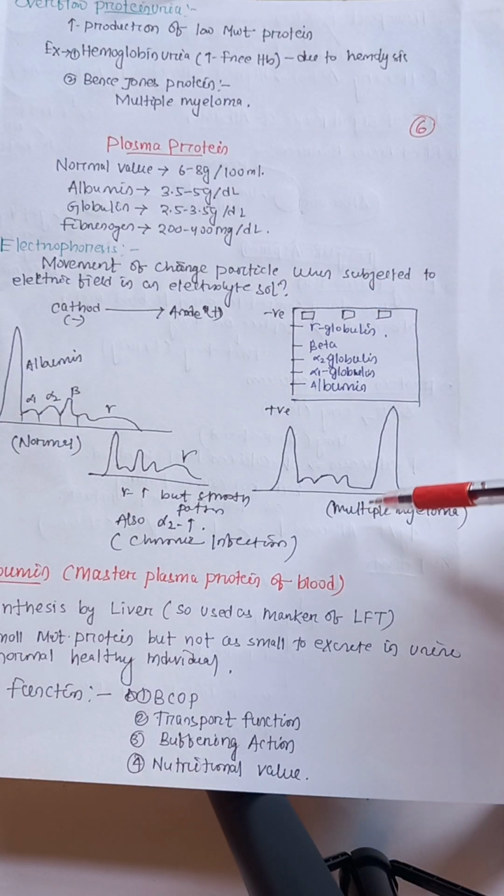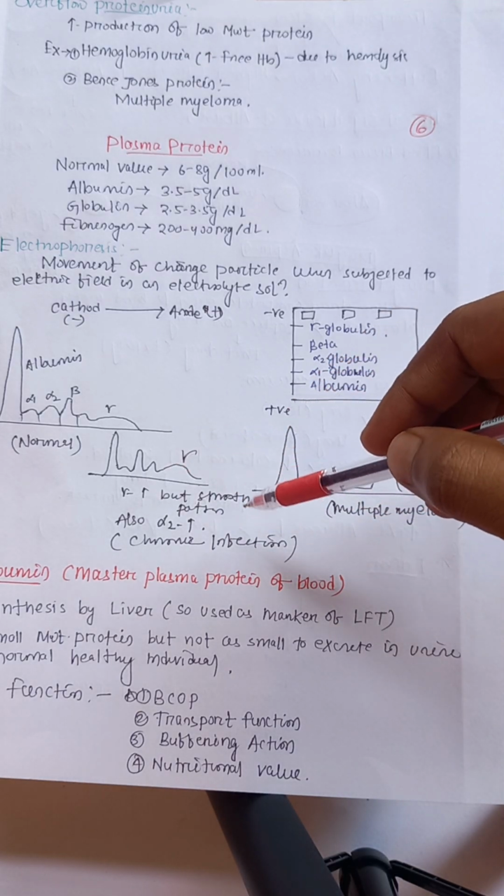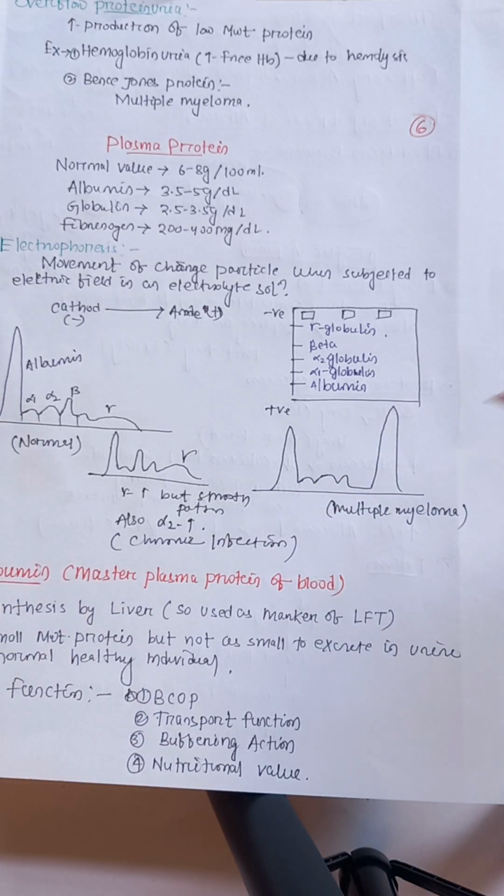Okay, there are spikes in the gamma region in multiple myeloma, and there will be merging of gamma and beta in cases of chronic infections, and there will be a slight increase in the gamma but not spike-like.